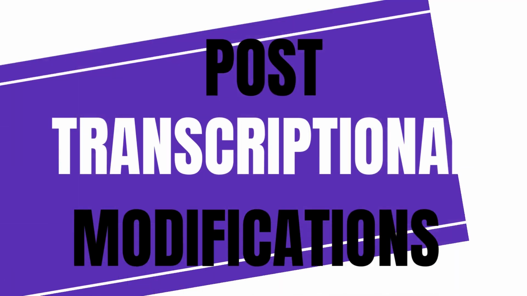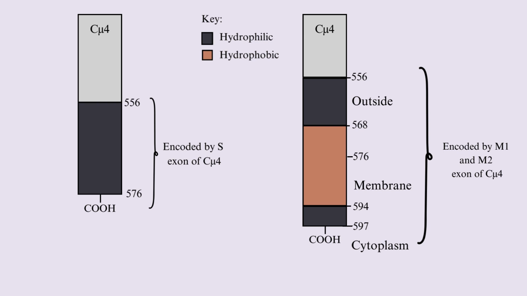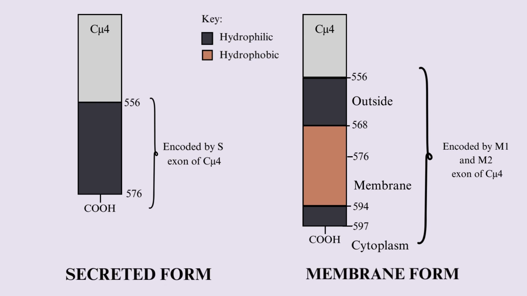Post-transcriptional modifications. Expression of membrane and secreted immunoglobulin M. An immunoglobulin can exist in two forms, secreted or membrane form. These forms differ in the amino acid sequence at the carboxyl terminal region of the heavy chain.